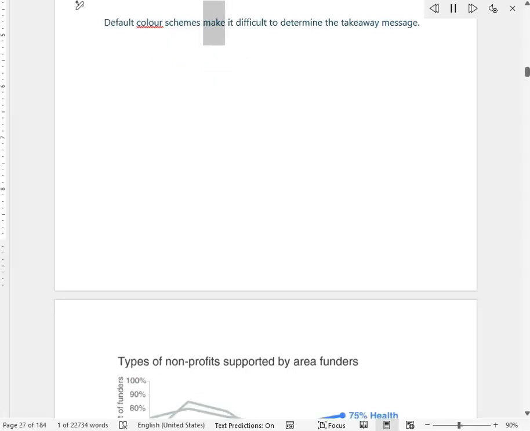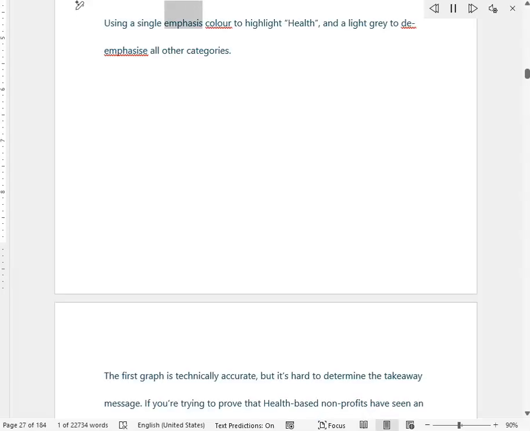Default color schemes make it difficult to determine the takeaway message. Using a single emphasis color to highlight health and a light gray to de-emphasize all other categories. The first graph is technically accurate, but it's hard to determine the takeaway message.